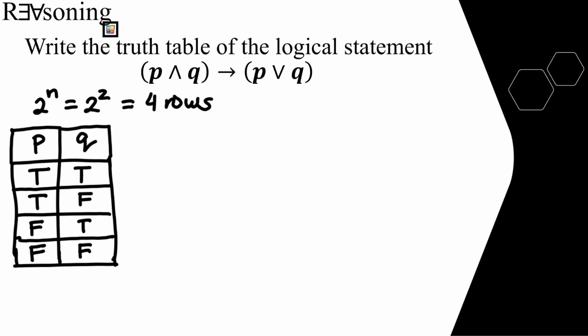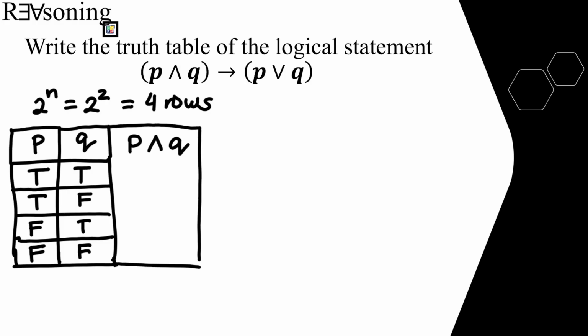Now, to come up with our truth table, let's attack this logical statement part by part. Let's start first with the P and Q statement. This is a conjunction between the P and Q statements. So let's add another column for that specific statement. So we have here 4 rows as well. And take note, this is a conjunction. We have P and Q.